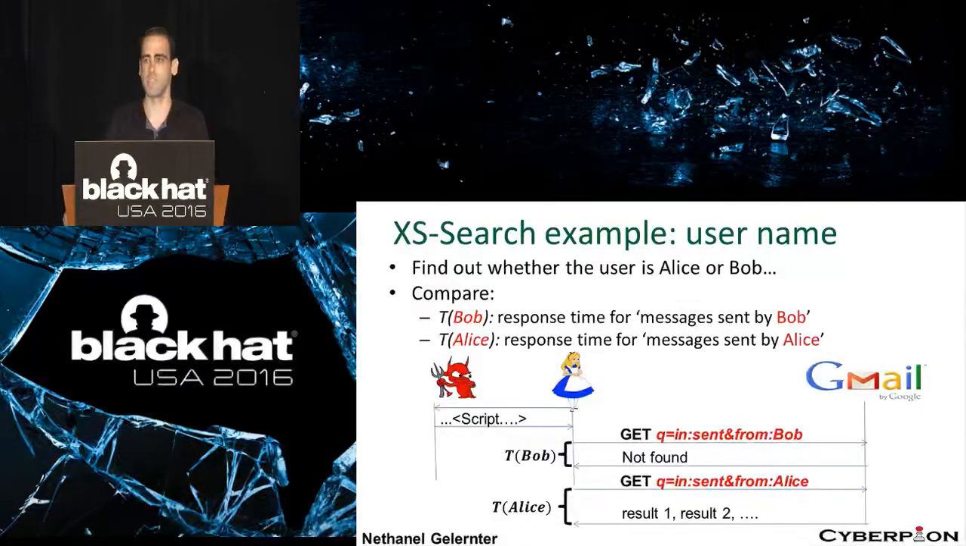And in this example, this is Alice. Therefore, we know that the response for the first search request is going to be an empty response. On the other hand, we expect that the response for the second search request will contain many messages, many emails that were sent by Alice. And the idea behind cross-site search attacks is that just like the size difference and the content difference of the responses, there will also be a difference in the response time.